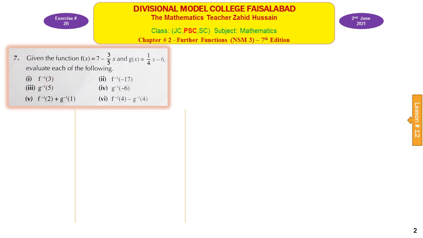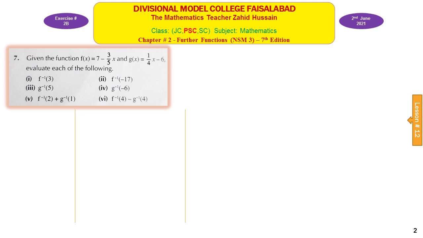Now here in the first part it is f inverse 3, that is the value of the inverse function of function f when x is equal to 3. We are not asked to find the inverse function. So without finding the inverse of this function, we can find the value of f inverse at 3, x equal to 3, by using the definition of the function and inverse function.